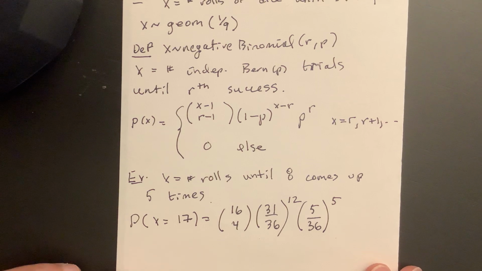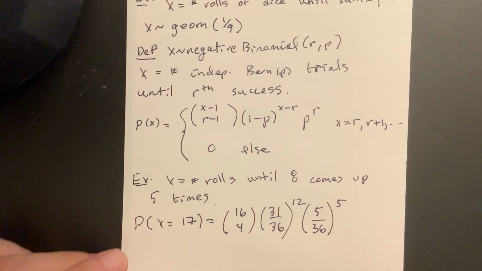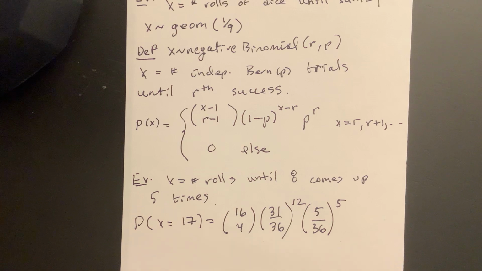So this is a negative binomial. One of the reasons to include these words and these descriptive types is that you don't have to go back and redescribe experiments once you've used the vocabulary. You can just refer to the random variables by their type, and then it makes things easier.